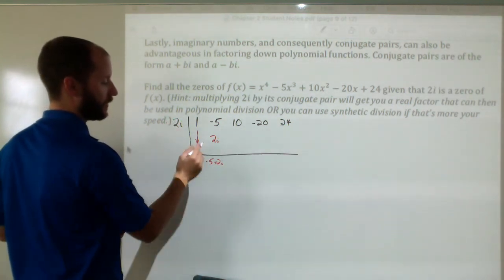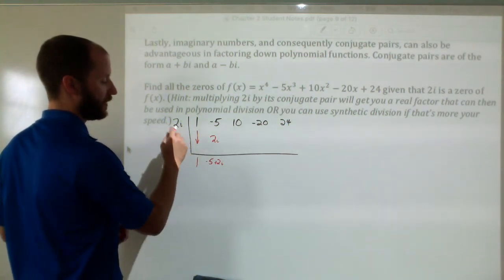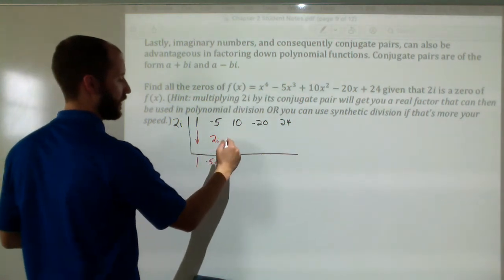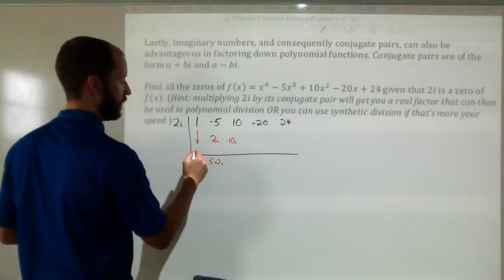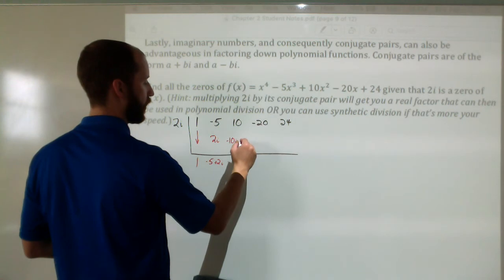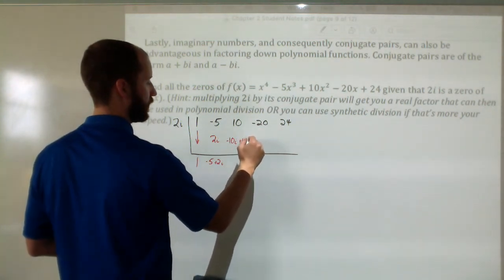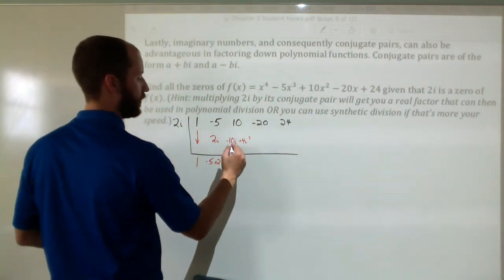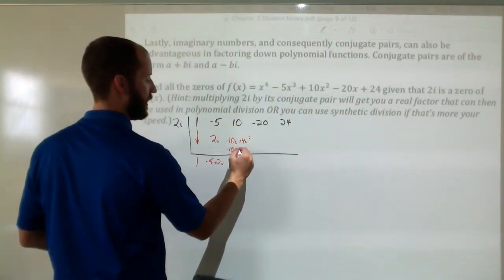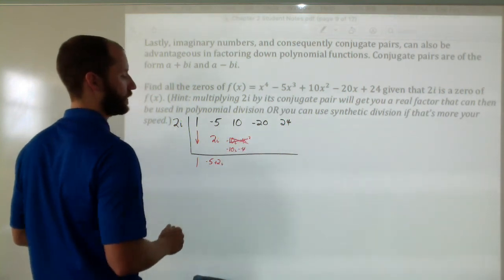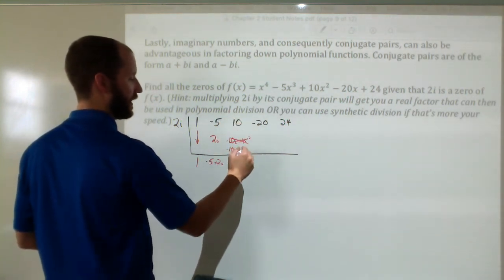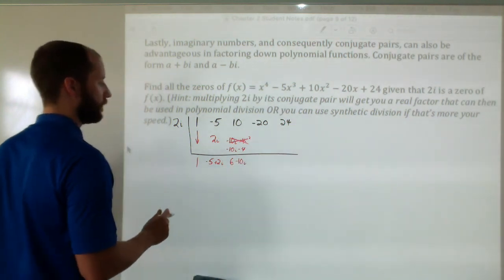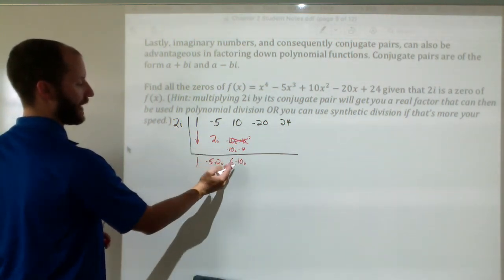Now we bounce down. We have to distribute, so 2i times negative 5, negative 10i. 2i times 2i is 4i squared. And 4i squared, i squared is negative 1. So it's actually negative 10i minus 4. Add these together, 10 and negative 4 is 6. Negative 10i.